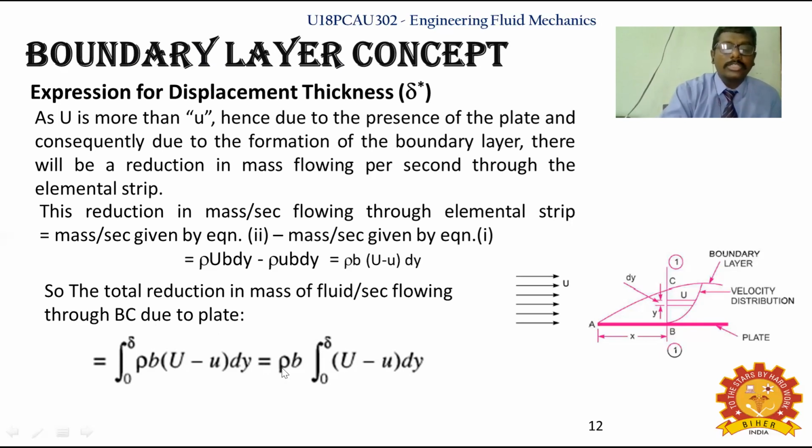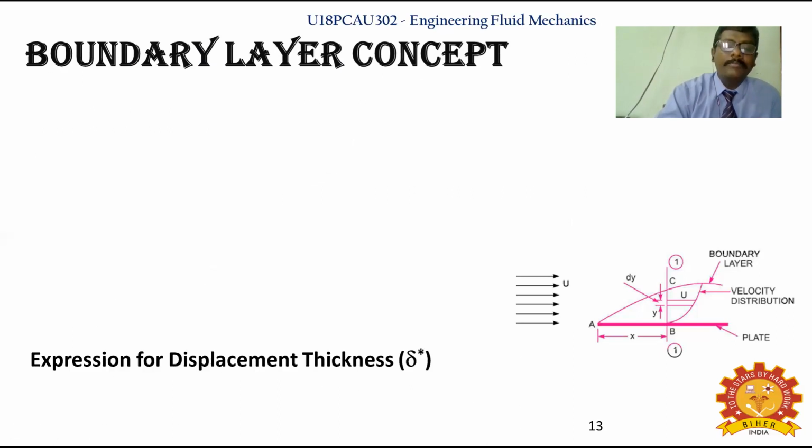Rho b is constant, so you are taking it outside, because density is not going to vary for a fluid. The density is constant throughout, if it is a liquid. And width is for the plate width, that is also constant. The only variation you can have is in the velocity. So that is what you are now accounting as equation 3.